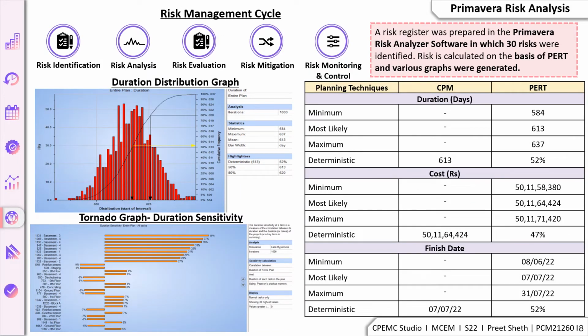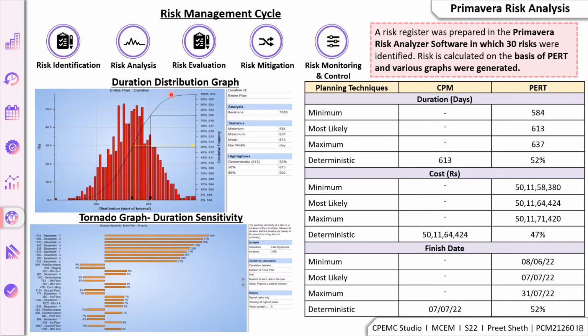Talking about risk analysis, the first point in risk analysis is the risk management cycle. The risk management cycle includes risk identification, risk analysis, risk evaluation, various mitigation measures which can be applied on the risk, and once the mitigation measures are applied, the monitoring and control for the same. In the exercise of risk analysis, software called Primavera Risk Analyzer was used, in which a risk register was prepared which contains 30 risks, and the risk was calculated on the basis of PERT, which is program evaluation and review technique, and based on Monte Carlo simulations and Latin hypercube simulations, various graphs were generated.